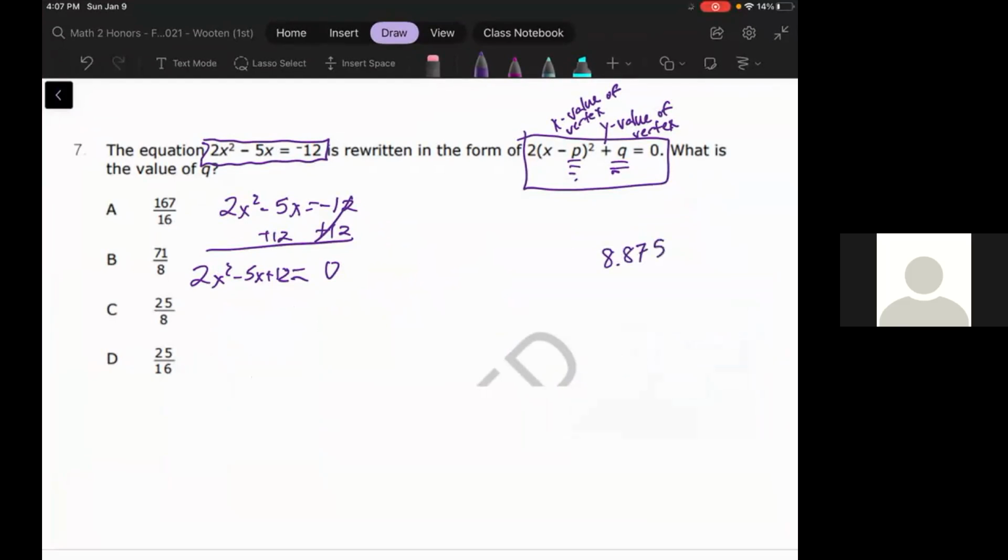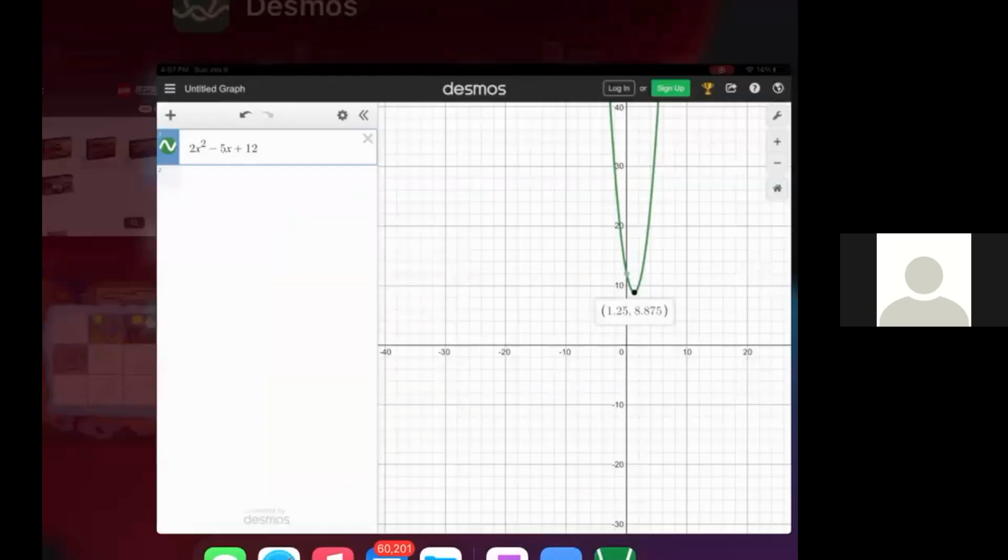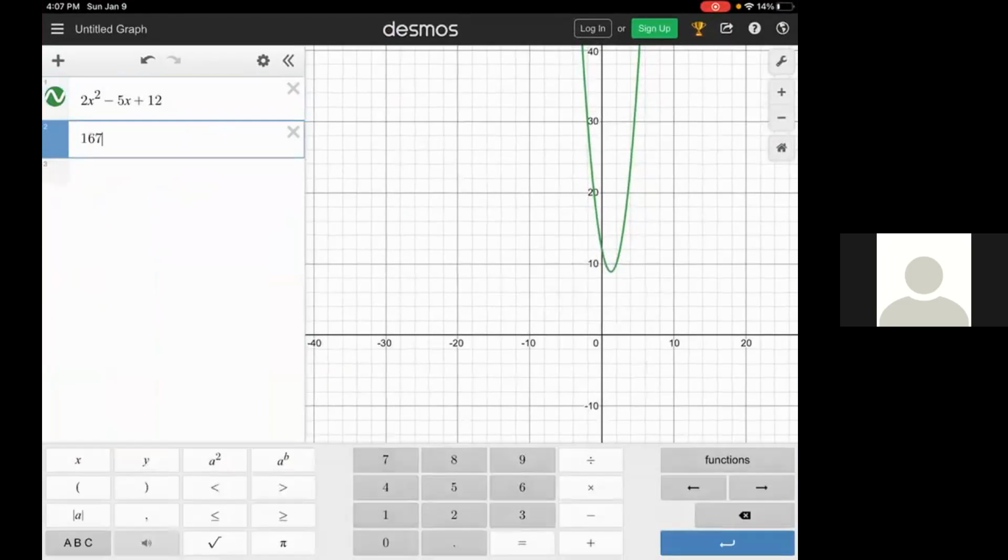So 8.875, that would be the y value of that vertex for q. So it seems like it would be one of these answer choices. If I could find one that equals 8.875, that would be the correct answer. So if I just checked a couple of these answer choices, let's try 167 divided by 16. That was answer choice A. Okay, that's too big. Let's delete that. Let's try 71 divided by 8.